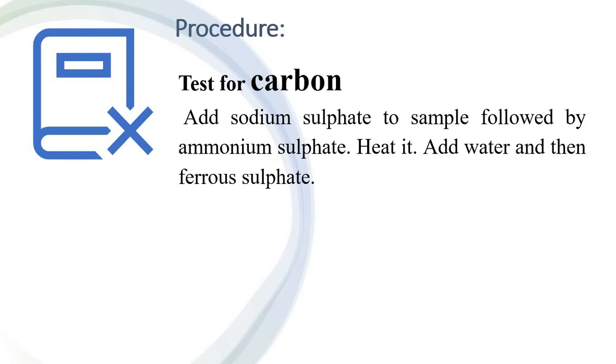So we'll see the procedure for determination of elements present in a given organic sample. We'll see one by one each element and its test. So how to test the carbon? You have to add sodium sulfate to the sample followed by ammonium sulfate and heat it. Add water and then ferrous sulfate.